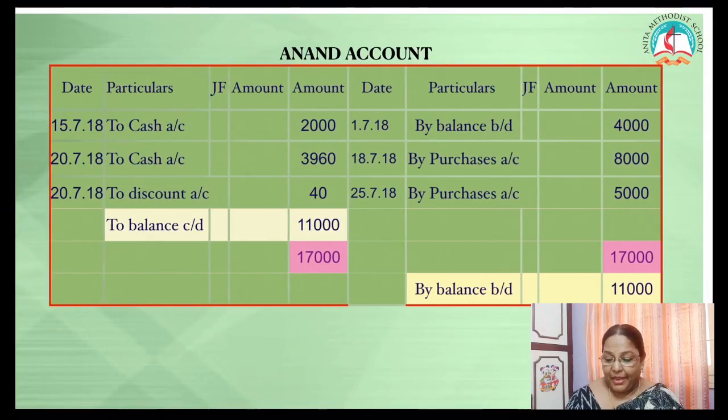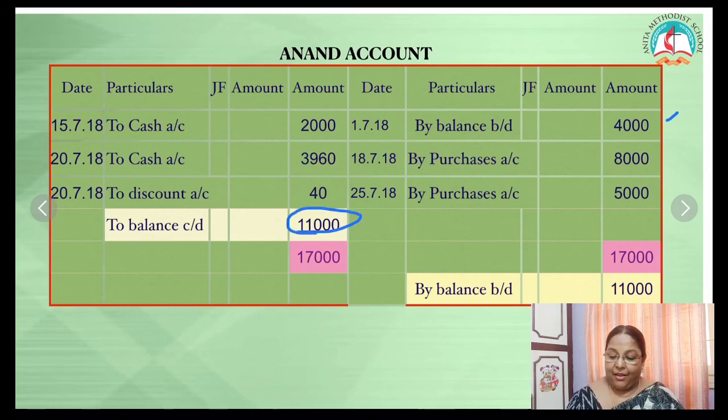See Anand's account now. Can you see? It starts with by balance brought down, because it said Anand's account has a credit balance. And then to cash account 2000, to cash account 3960, to discount account 40. Right. On the credit side, by purchases account 8000, by purchases account 5000. How did I get this 11,000?